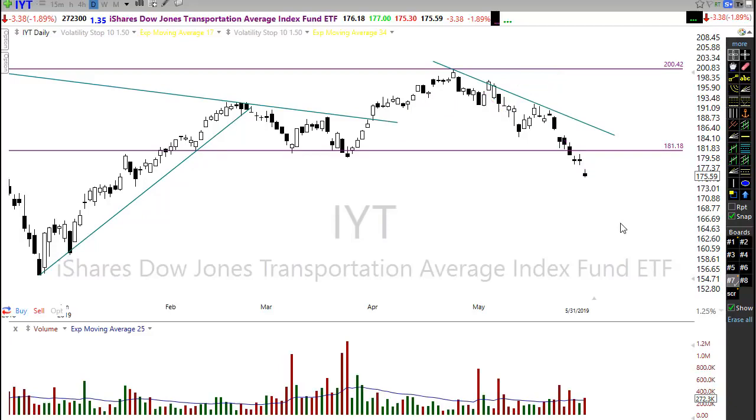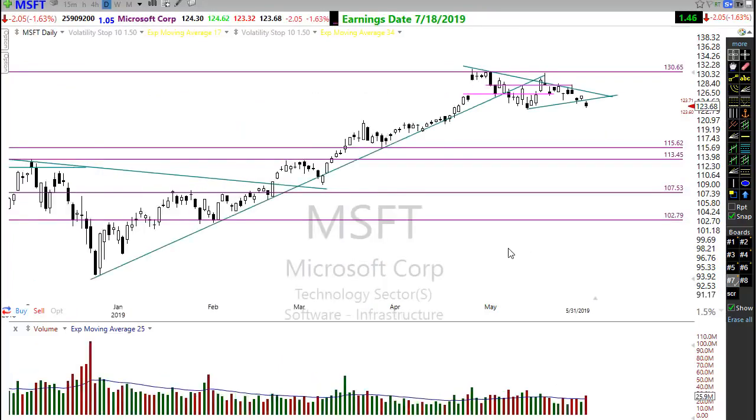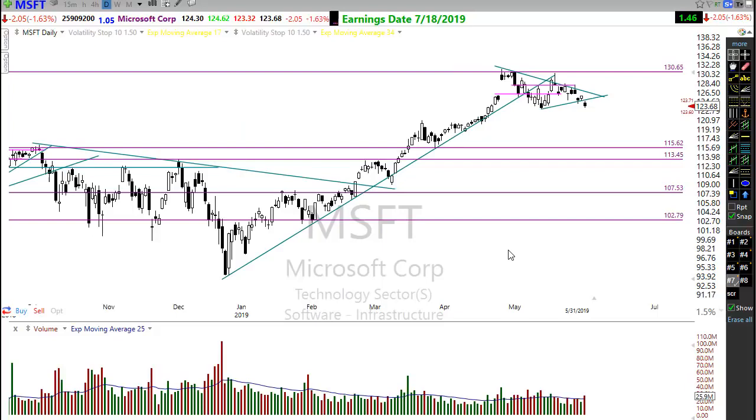How about the techs? Could we find something in techs? How about Microsoft? See any good credit spread trades in here? So when you think about credit spreads, I want you to think more about the setup than this idea of just trading a volatile stock. See, Microsoft is not a volatile stock.